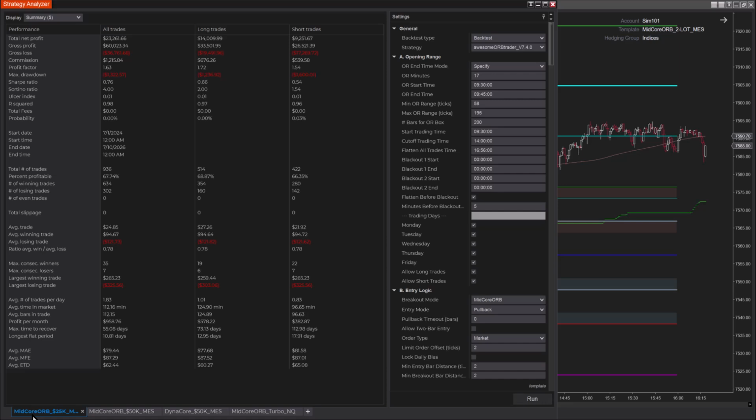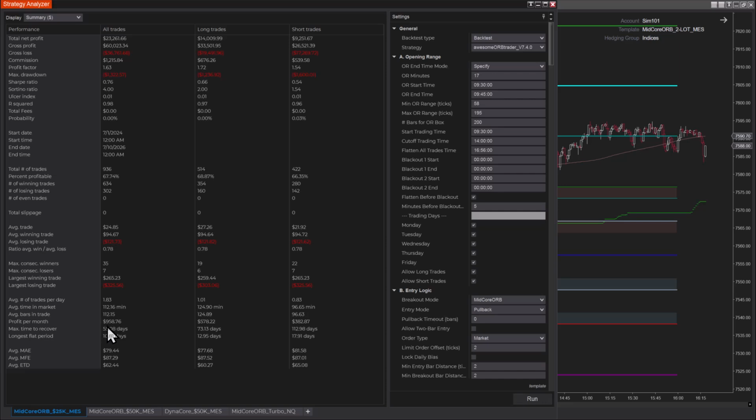The first one is a 25K account. And this only trades on the MidCore. Okay. As you can see, the maximum drawdown is 1,300. Most 25K accounts, at least the ones I'm trading, have a maximum drawdown of 1,500. So there's still some leeway there for you not to blow the account. Okay, and this has an average profit per month of 900, almost 1,000 per month.